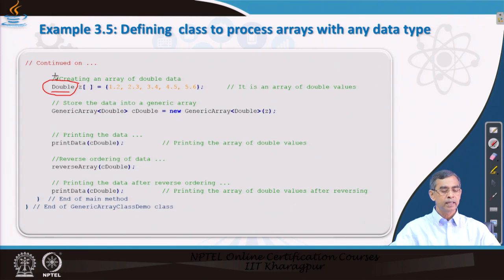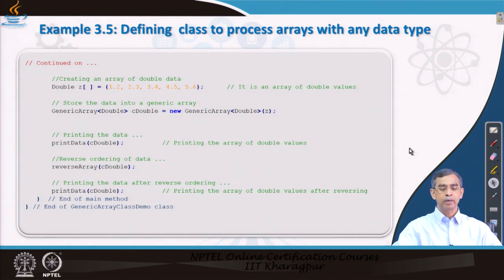If you declare, instead of this one, a simple double, then it will not work. So, you have to pass an object, because in case of a generic class, whatever template you define, this template holds for only objects, not for any general values.